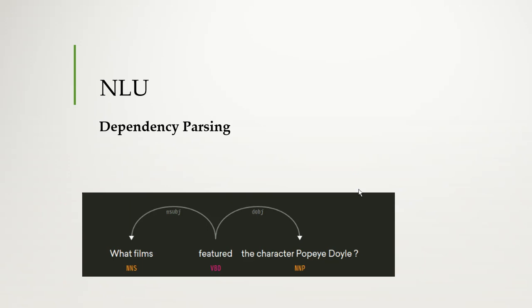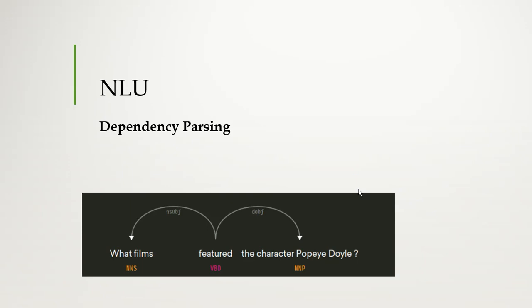In NLU, one of the main things is dependency parsing. Dependency parsing is not a big concept, but in dependency parsing we have a lot of algorithms. Suppose, for example, the sentence "I want to go to school." In this sentence, I can convert it into types of parsing. So what is the subject? What is the object?